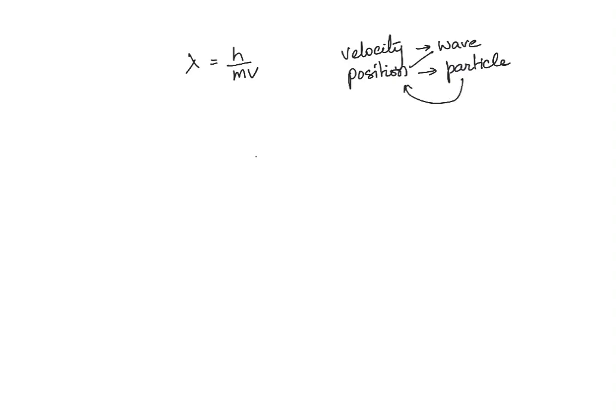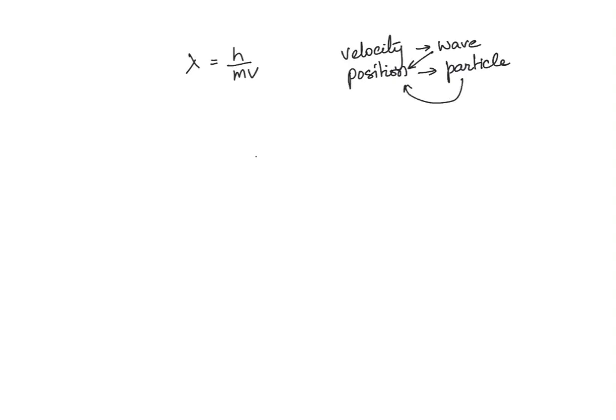So in the last video, we talked about de Broglie's equation, or de Broglie relation. Lambda is h over mv, and we said velocity is related to the wave nature and position is related to particle nature. Okay, a particle has a position, a wave doesn't have a position.